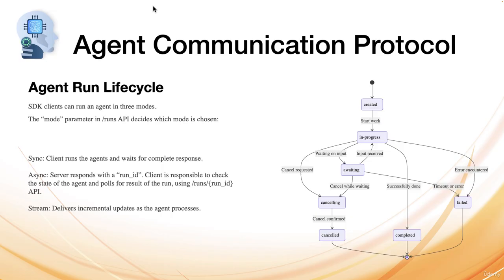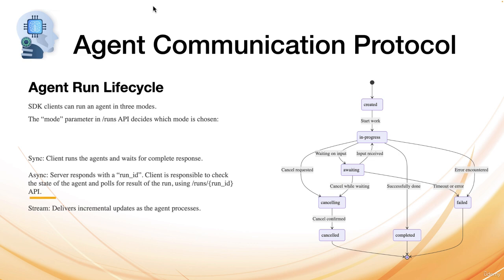SDK clients can run an agent in three modes. The mode parameter in /runs API basically decides which mode is chosen, and synchronous is the default mode. So if you do not provide the mode parameter or attribute, sync is default. So what is sync? Sync represents synchronous execution. The client runs the agent and then waits for a complete response, and the server returns a response if it's successful or just returns failed.